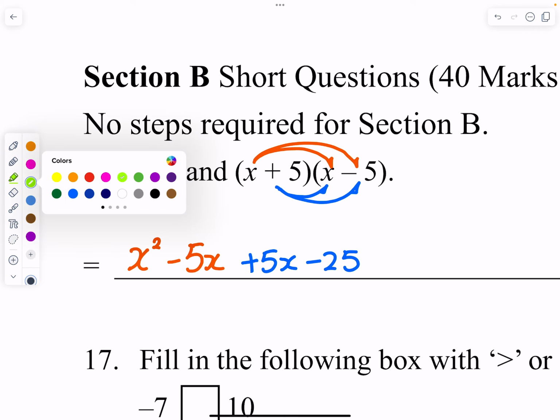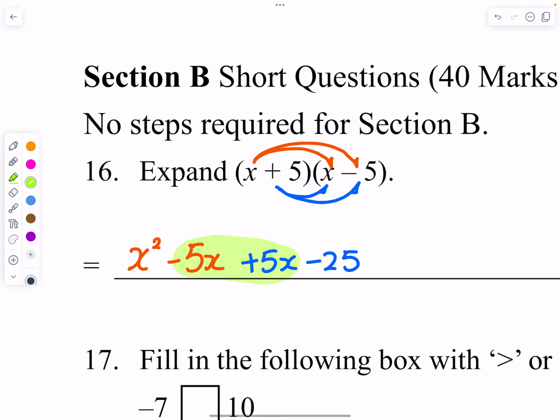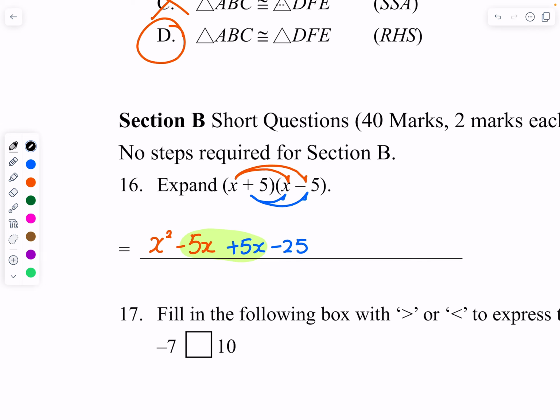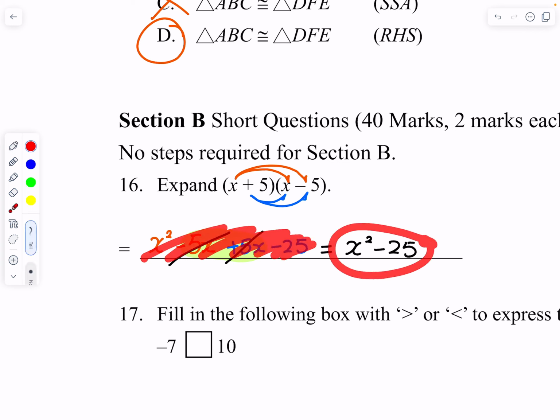And then the last step, because they have the same x, the same variable, so you can calculate them together. Negative 5 plus 5, they are the like terms, will be 0. So if they can be cut out, what is left? X squared minus 25. So in exam, you don't need to write this step. Just tell me the last step is fine. Okay, good.